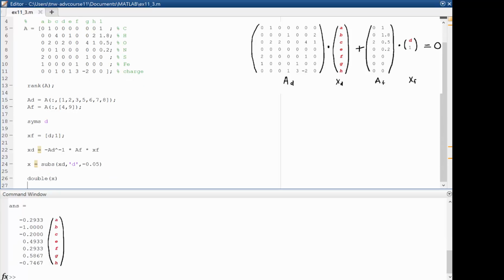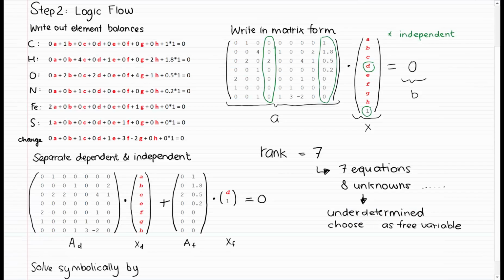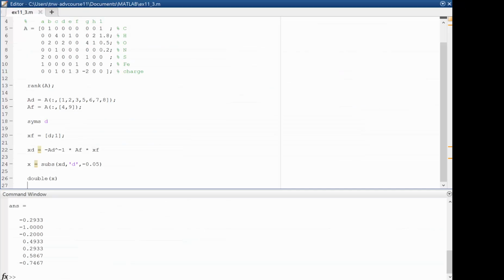Let's analyze the solution we obtained. We see that A, B, D and H are negative. Thus we have iron sulfate, carbon dioxide, ammonium and water consumption, and proton, biomass and ferric iron production, which seems alright. We could also have chosen to express the coefficients as a function of F instead of D. Let's see what happens then. Now we have to change our matrices AD and AF and the vector xf. We now want to put the 6th column in the AF matrix instead of the 4th, and we change xf to include F instead of D. Now the solution is given as a function of F.